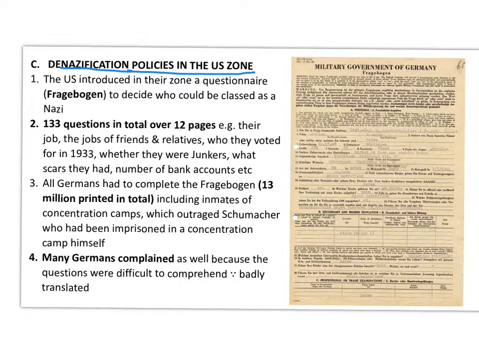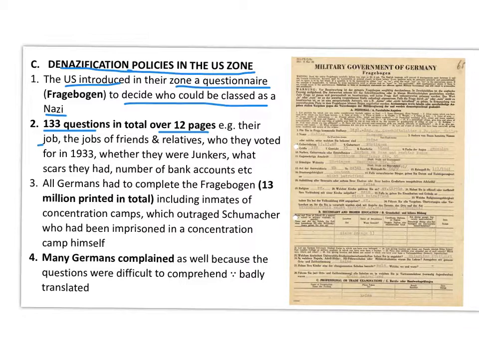Okay, so the US policy was to introduce a questionnaire that would decide who could be classed as a Nazi. This was their way of identifying. 133 questions in total, over 12 pages. There's a scan on the right there, an image on the right that shows the front page of a typical questionnaire.